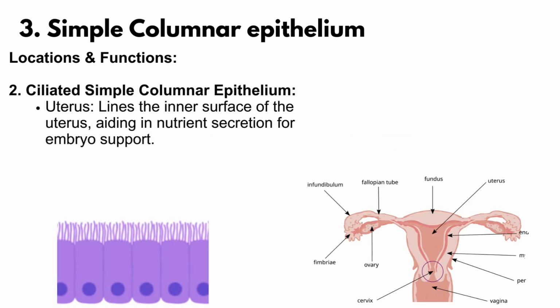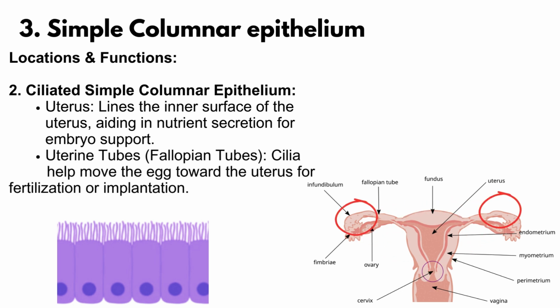In the uterus, ciliate simple columnar epithelium lines the inner surface, aiding in nutrient secretion for embryo support. In the uterine tubes, the fallopian tubes, the cilia help move the egg toward the uterus for fertilization or implantation.